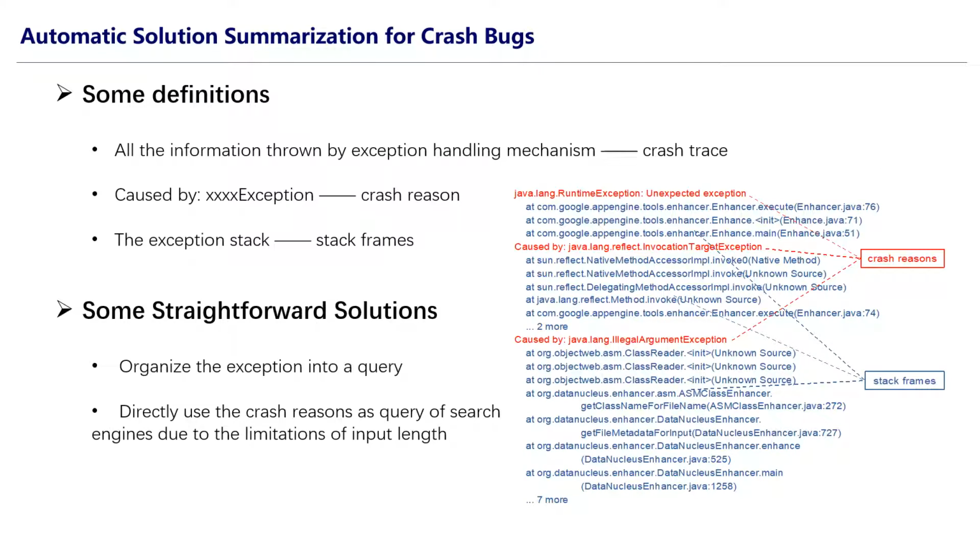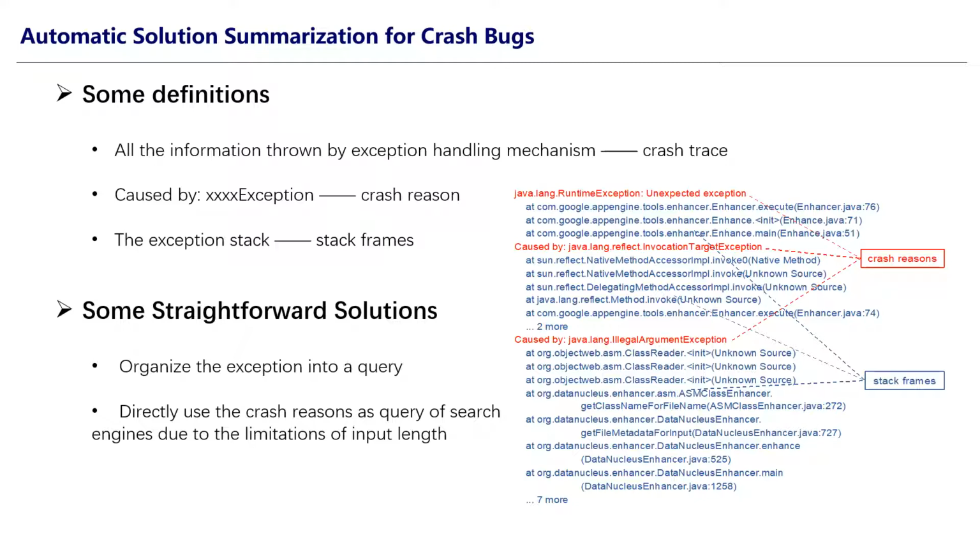Let's see an example. For the crash traces above, we refer to red parts as crash reasons and blue parts as stack frames. There are two straightforward solutions. Typically, developers will organize their questions about a crash into a query to the search engines. However, for a large crash trace thrown by a program, it is often difficult for a developer to summarize this crash trace into a query.